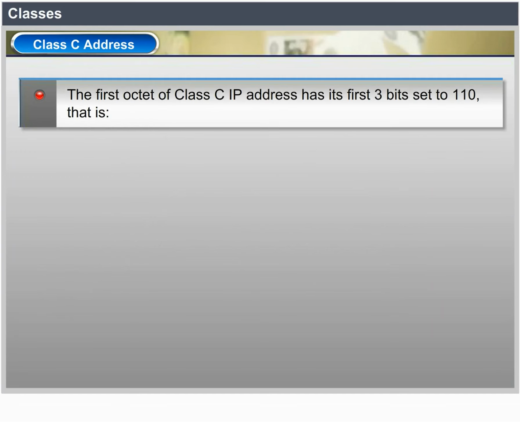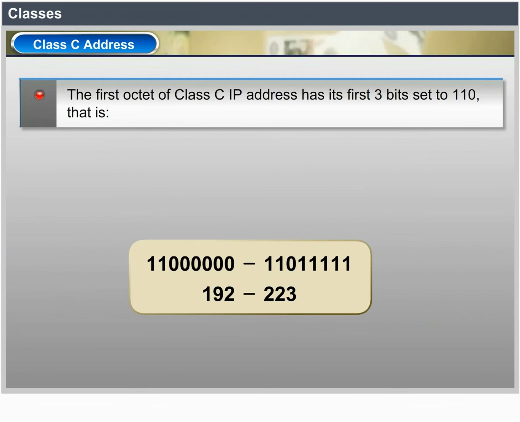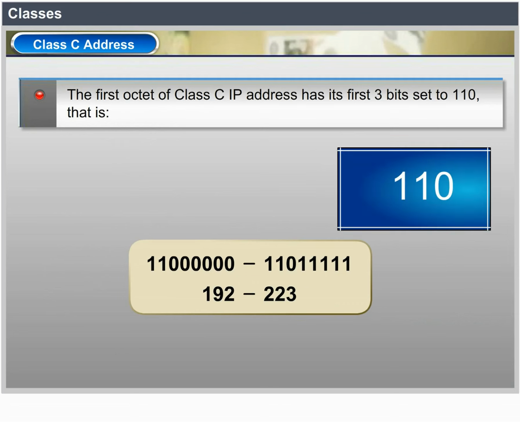The first octet of a Class C IP address has its first 3 bits set to 110, that is.